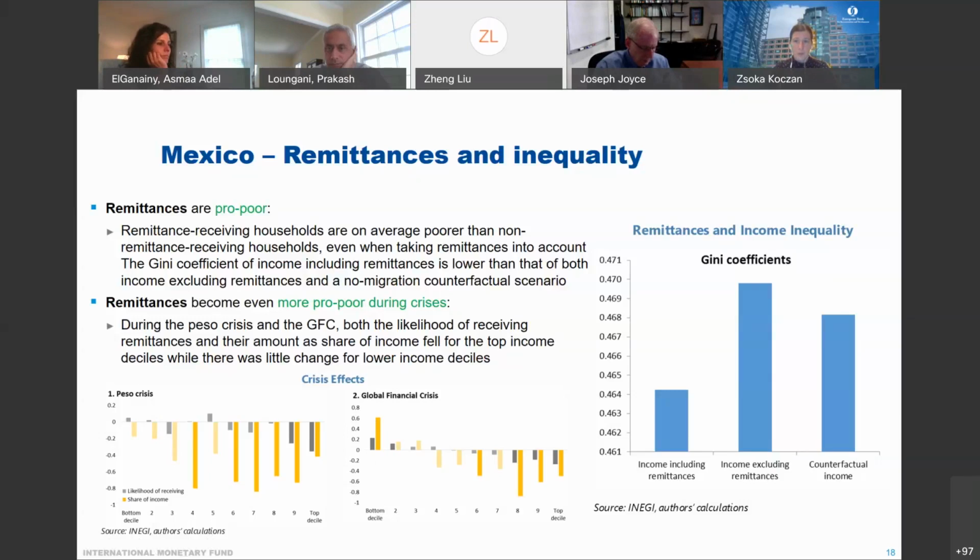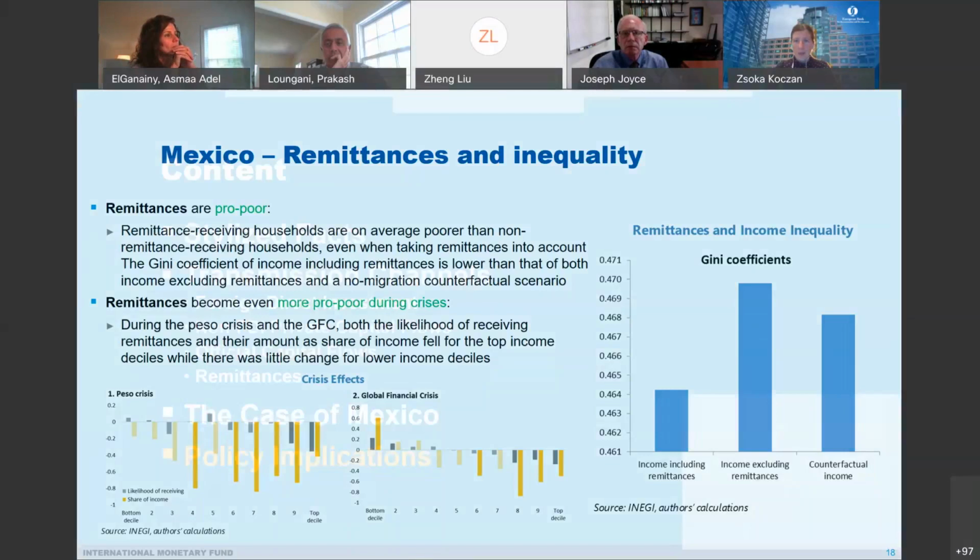Migrants would also likely be better integrated into the US labor market by then. But nonetheless, it is striking because the increase in likelihood of receiving, and in remitted amounts, occurs in a context where both the host and the home country were hit by a shock at the same time.